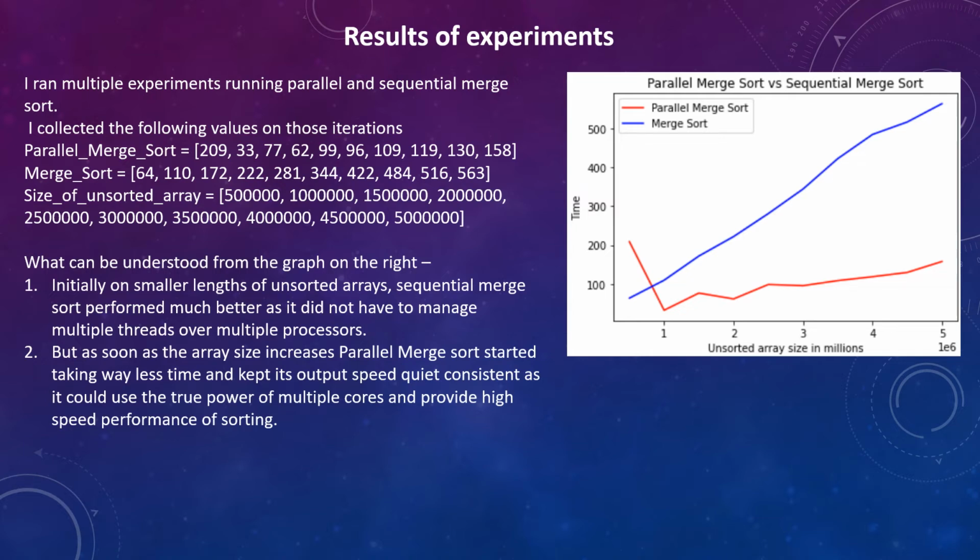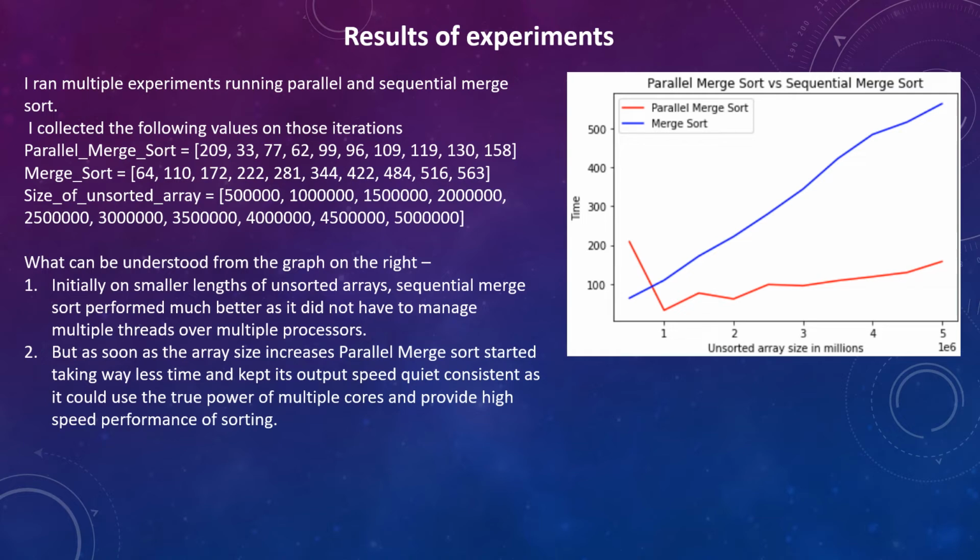As we can see, the collected values on those iterations for parallel merge sort were these, for regular merge sort were these, and the size of the unsorted array was this. To understand this in more detail, we see that initially parallel merge sort takes way more time than sequential merge sort. Let's see why that is happening.